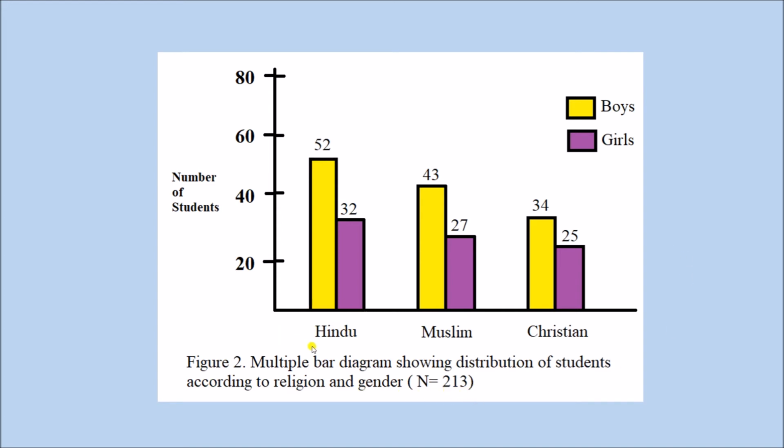So we have a few Hindu students, few Muslim students, and few Christian students. If you add them up, we have 84 Hindu students. Out of them, 52 are boys and 32 are girls. Similarly, we have 70 Muslim students. Of them, 43 are boys and 27 are girls, and 59 Christian students. Of them, 34 are boys and 25 are girls.